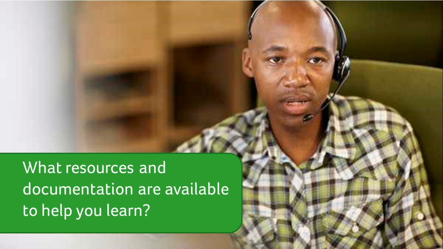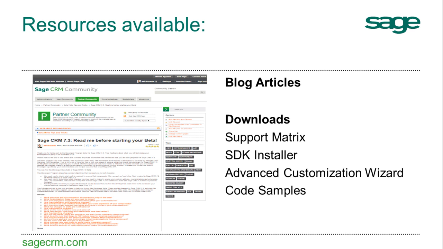The first thing that we should do is to remind ourselves of the resources and documentation that have been made available to help you learn. Amongst the resources, when you have installed or downloaded the install of Sage CRM 7.3, you will find underneath the installation folders the full set of documentation, and this documentation will also be on the Sage CRM community. So you're going to have the user guide, the system administrator guide. You're also going to find that there is an installation and upgrade guide for Sage CRM 7.3. So you're going to have all of the core documentation immediately available upon release.